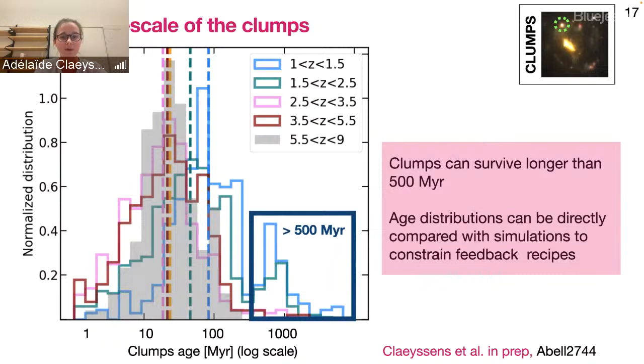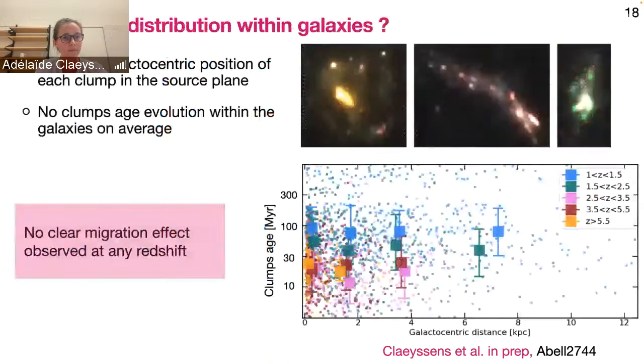But what is interesting with that is that simulations predicted that clumps should be disrupted by feedback or migrate toward the center of the galaxy, and should not survive longer than 300 to 500 million years. But here we detect clumps which survive longer than 500 million years, which is a very important result, because the simulations predict that only very dense clumps could survive, and this survival timescale depends on the feedback recipes implemented. So with this result, we can directly constrain the feedback recipes used in the simulations to reproduce this age distribution.